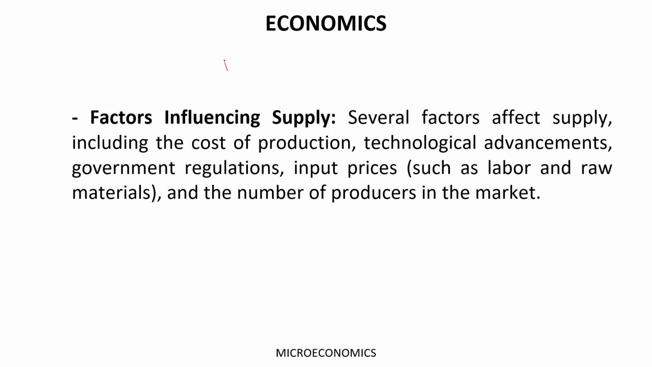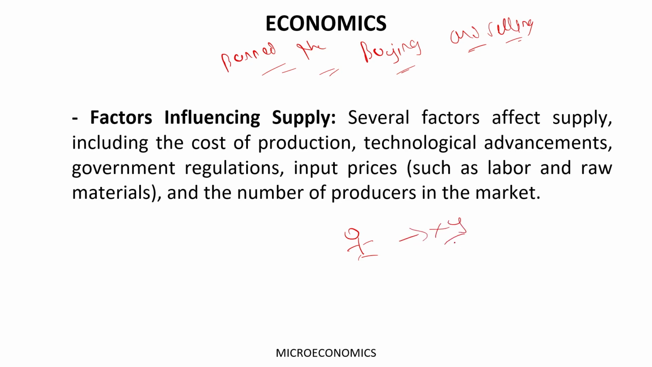Suppose the government banned the buying and selling of any particular commodity. Just suppose this person is supplying XY to the market, and then the government bans the buying and selling of XY in the market. So what will happen? There will be no buyer, and when there is no buyer, this person will not be able to supply XY to anyone.